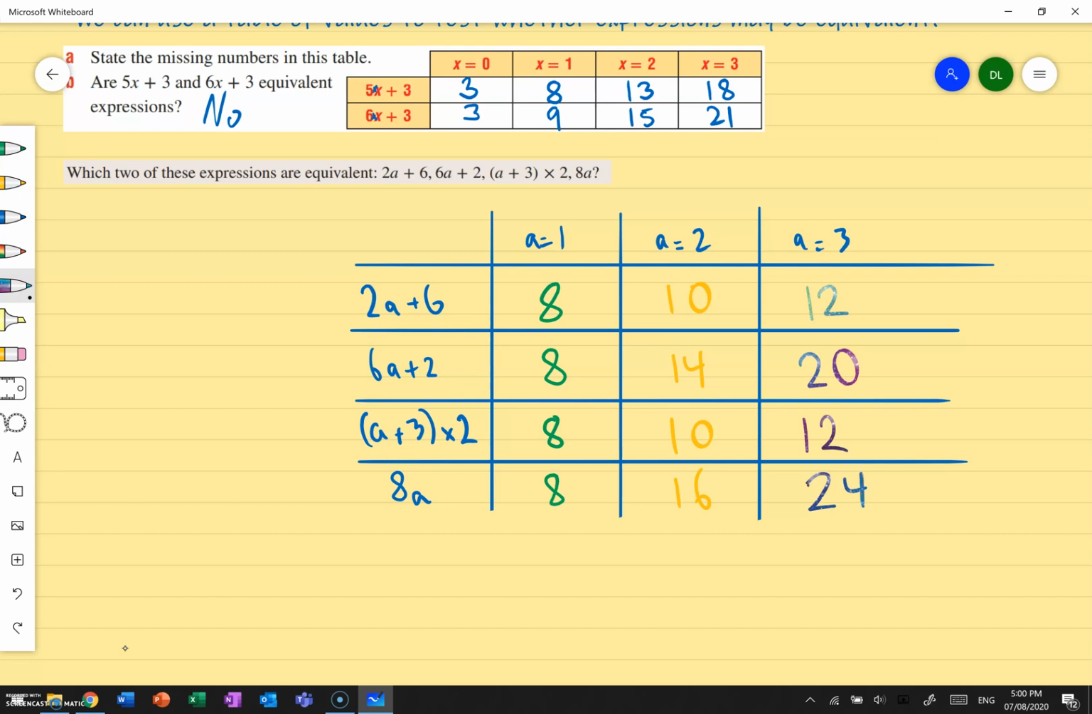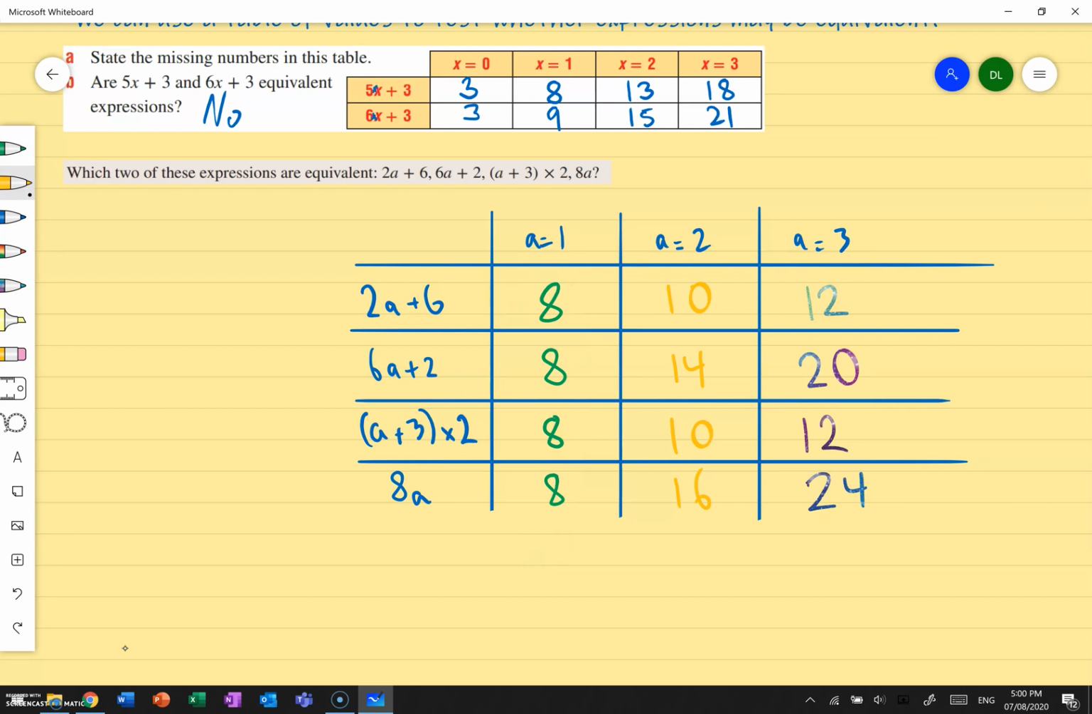Alright, hopefully you can see. Now, I've written them in different colors so you can see that they should be the same number. Assuming they are equivalent, they should be the same number if they're the same color. If we look at the first column over here, we can see that they're all the same number. So far it looks like they could be equivalent.